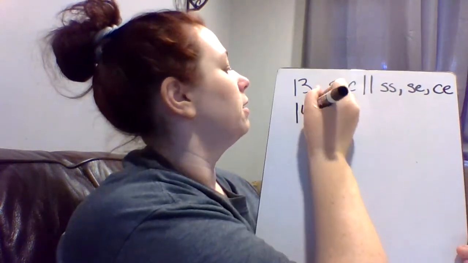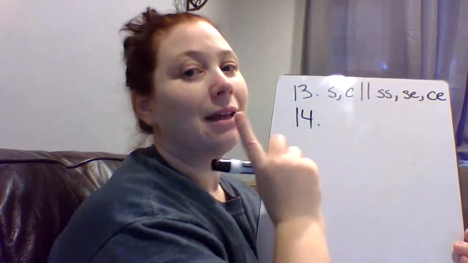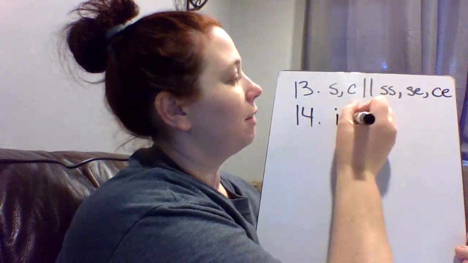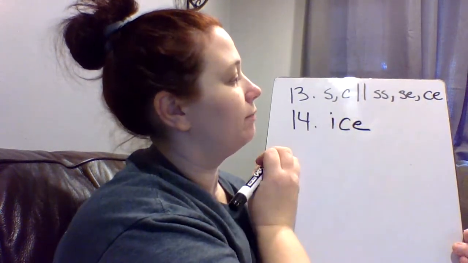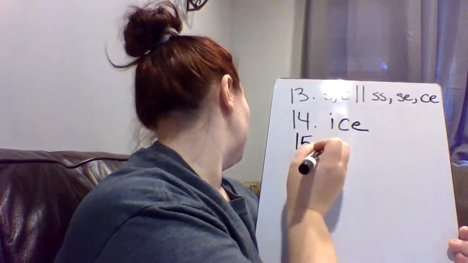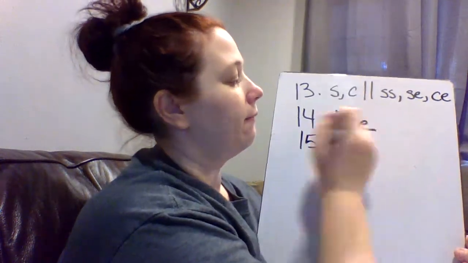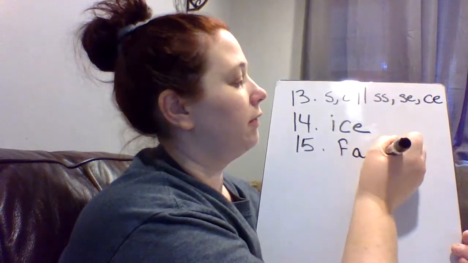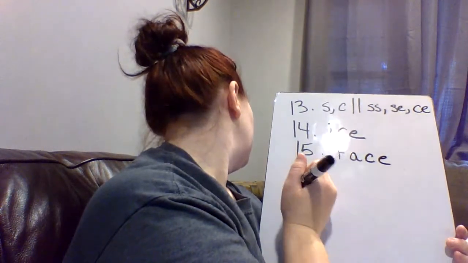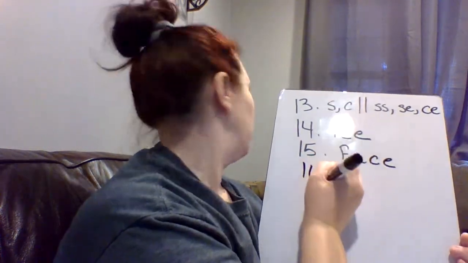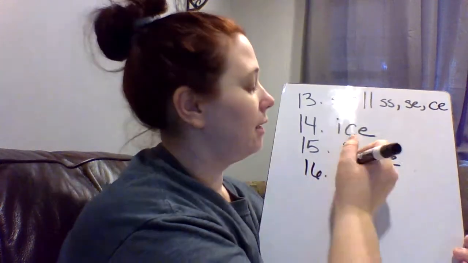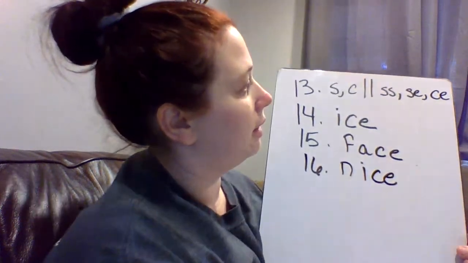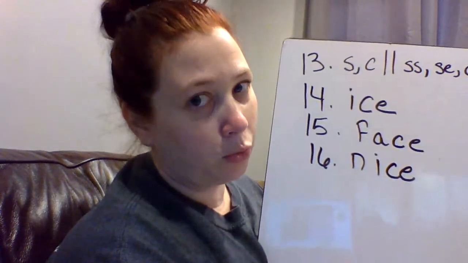All right, practice spelling. Number 14, let's spell ice. So we have I and then S. And to make that I sound, we know we need C and then E, right? Number 15, we're going to spell face. Same thing. And then we hear A. So for the S, we want C, E. All right, and then number 16, nice. N, I, S, C, E.